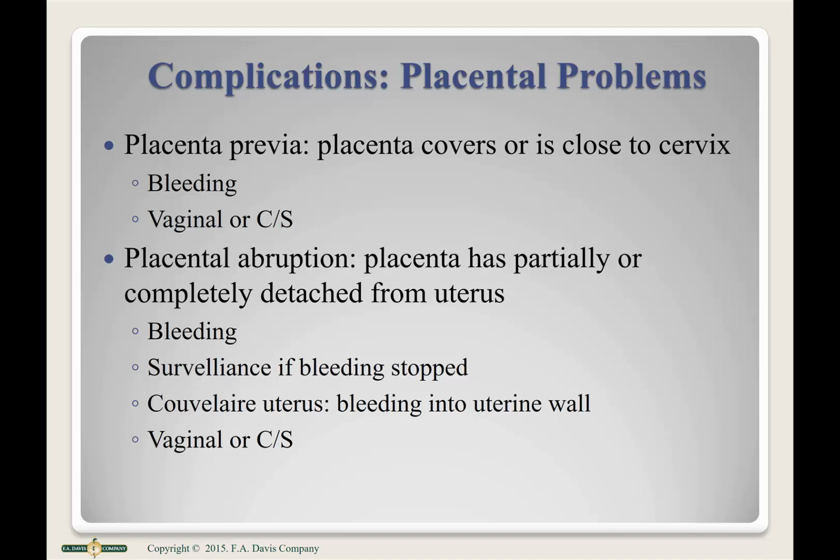Now, there's the Couvelaire uterus, which is bleeding into the uterine wall. So one of the things that happens is we have a partial abruption at the center of the placenta. So the outer area of the placenta is still adhered to the wall, but that center part of the placenta is not adhered to the uterine wall, and that part bleeds.